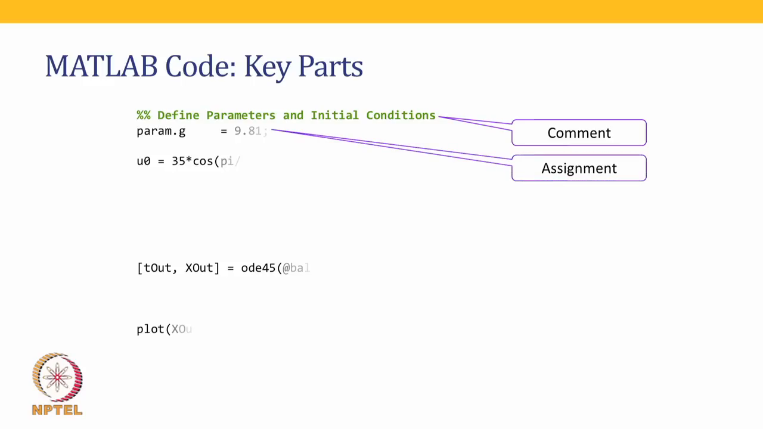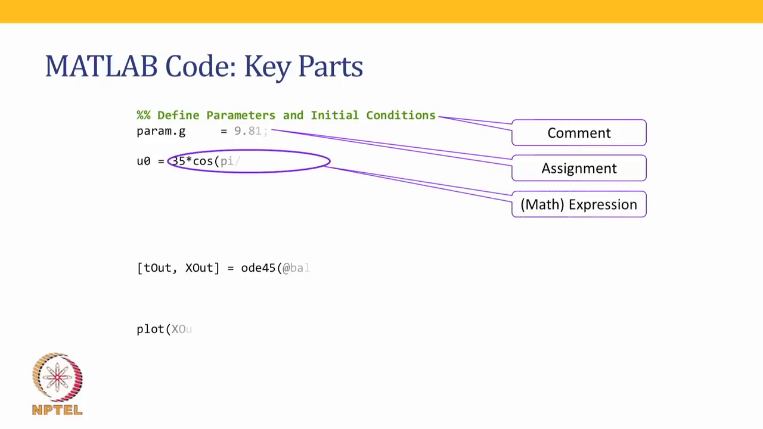The next thing that we see over here is an assignment. Assignment is basically you have a variable and a constant is being assigned to that variable. Instead of a constant, we can assign any expression to the variable also. This is a mathematical expression, 35 multiplied by cos pi by 4, that is a mathematical expression over here. We will go over what variable declarations and mathematical expressions are in this particular module in lecture 1.2.